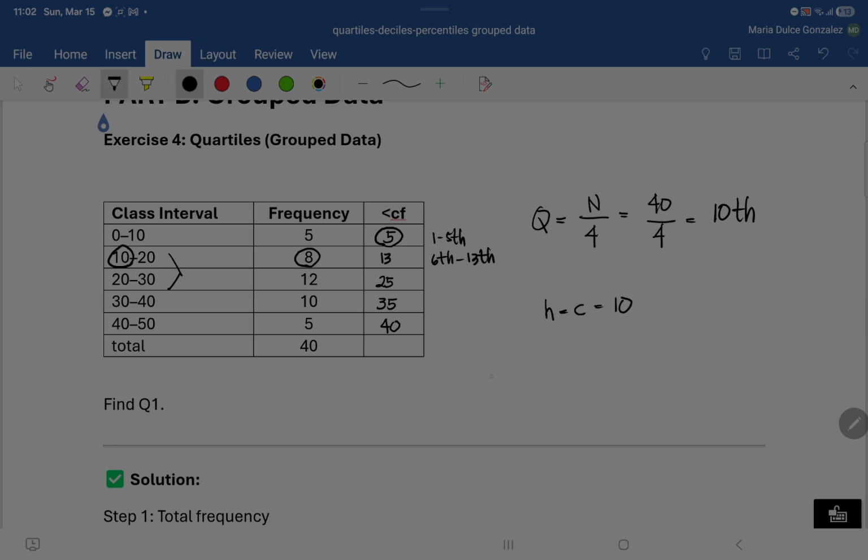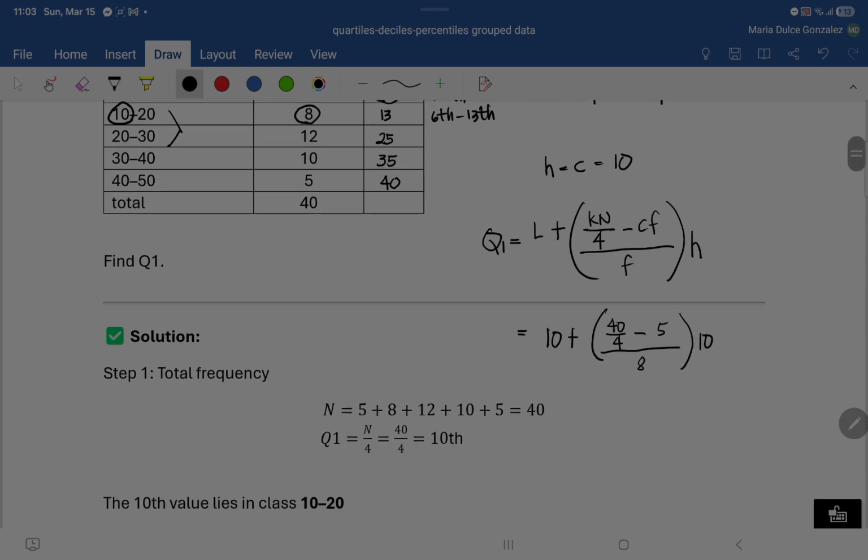Then using our formula for Q1, Q1 would be equal to L plus kn over 4, because it's a quartile, minus CF, and then this would be divided by the frequency, times our H. So from here we have 10 plus kn over 4. Since what we want is the first quartile, our k is just 1. So we have our n is 40 divided by 4 minus less than CF of 5, all over the frequency, which is 8, times 10.